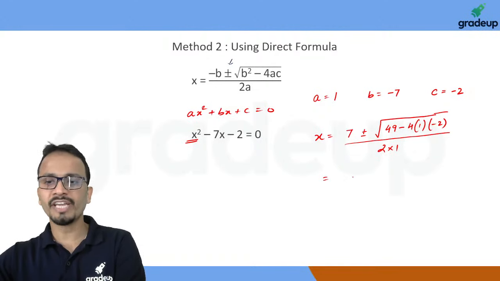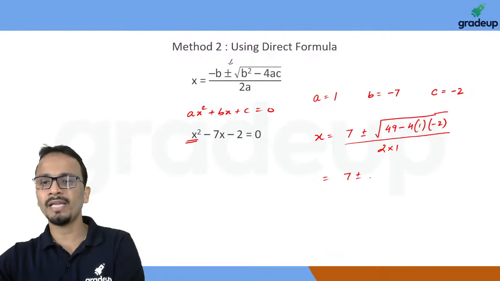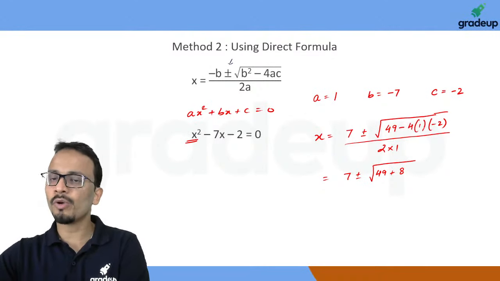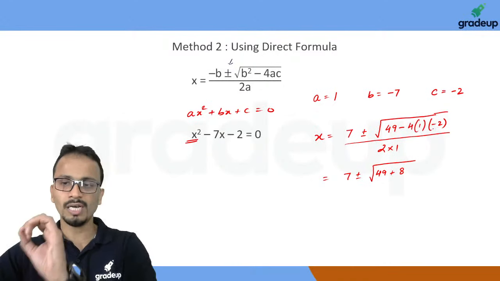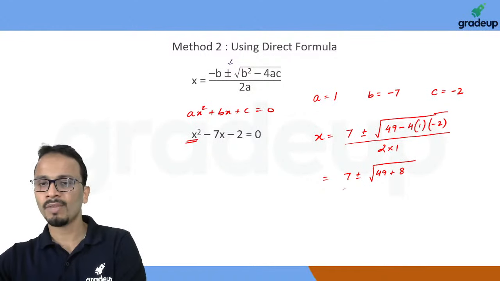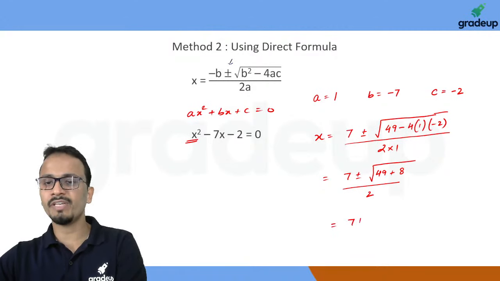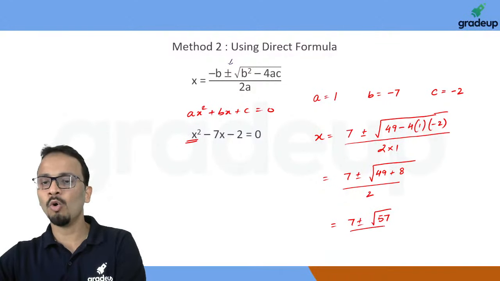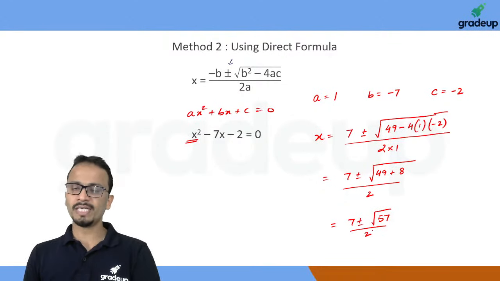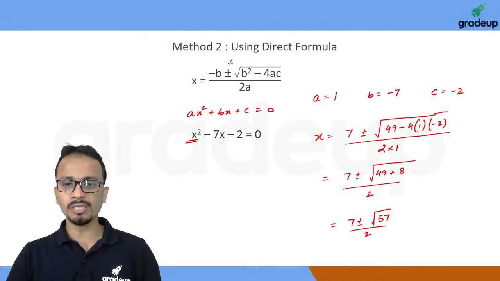So upon simplification, it will become 7 plus minus under root of 49 plus 8. Okay, so it is minus 4 into 1 into minus 2. Again, be careful about the signs. Whole divided by 2. All right, so it will be 7 plus minus under root of 49 plus 8 will be 57, whole divided by 2. All right, I hope all of you are clear up till this point.